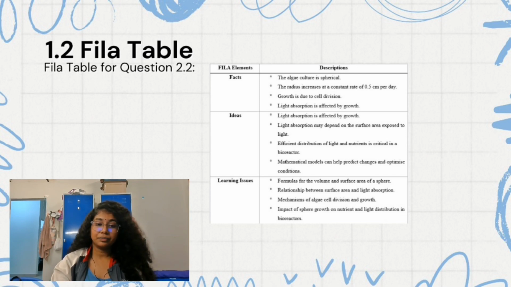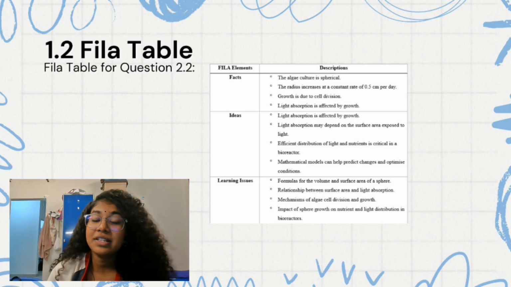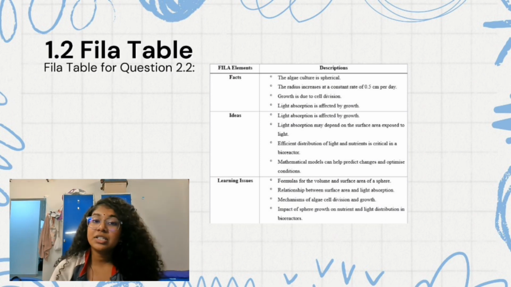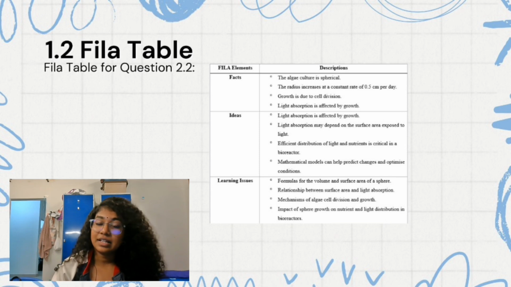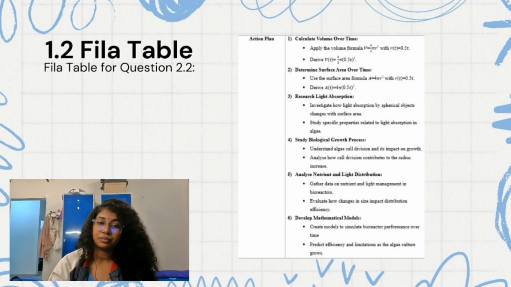Next are the learning issues. Formulas for the volume and surface area of a sphere. Relationships between surface area and light absorption. Mechanism of algae cell division and growth, and impact of sphere growth on nutrient and light distribution in bioreactors.